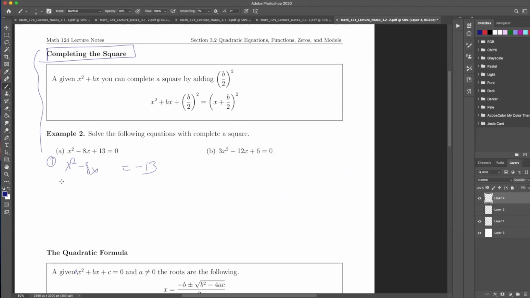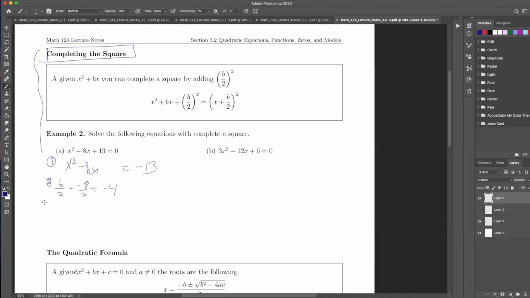So the first thing I do, as the first step, is I split. I get it to look like this. Then the second step, once I do this, is to find out what is b over 2. So let me actually do this in order. So b over 2. So b in this case is -8. So b over 2 is -8 over 2, which is equal to just -4. So b over 2 is -4.